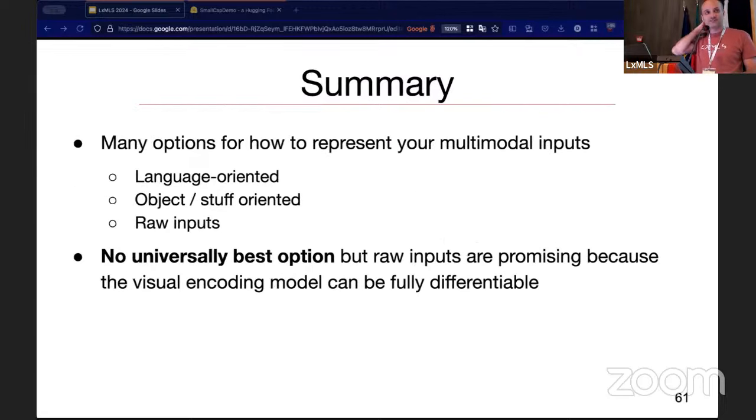And so the summary of this data processing part is that there are so many different options for how you could represent multimodal data. It could be language oriented. It could be based on objects, like using Faster R-CNN, or stuff in images like sky and fields. Or more recently, you could take the approach to just working with raw input data. And there is no universally best option here. It all depends on the task you're working on. But I think raw inputs are showing some promise as a good approach for most tasks, because the visual encoding can be fully differentiable if you have the GPU RAM to hold the data.